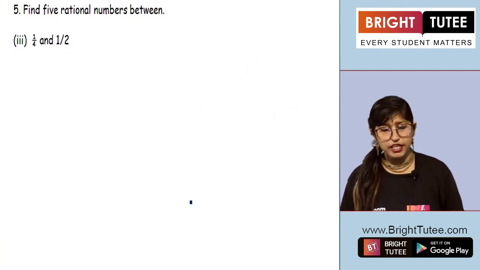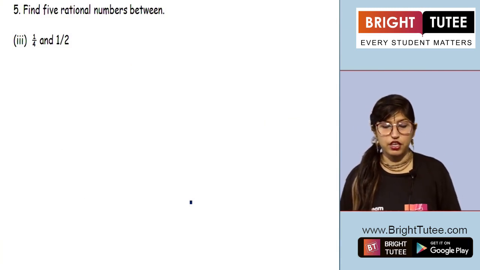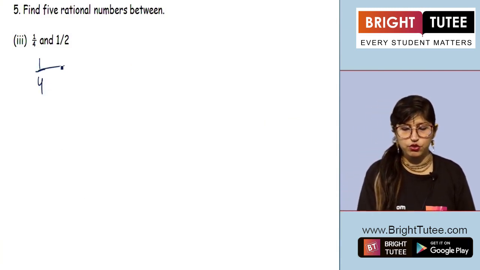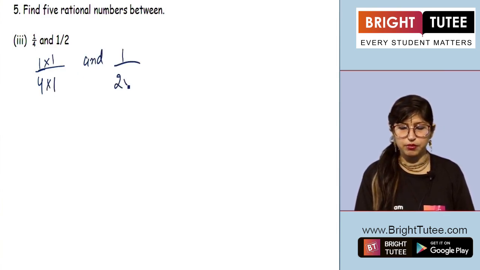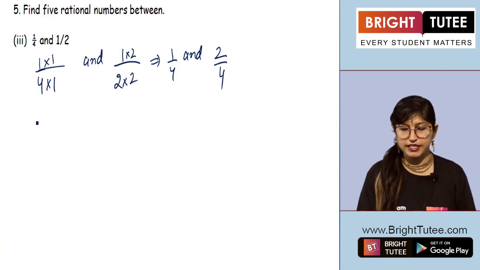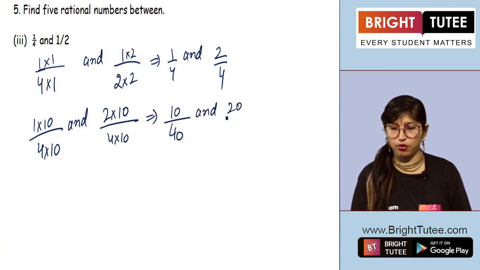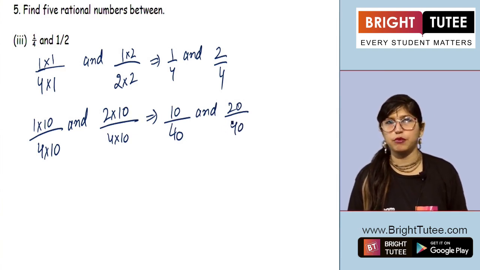So you can use any of it. Let's move on to the third part. Now we need to find 5 rational numbers between 1 by 4 and 1 by 2. By doing the same thing, we'll be multiplying it by 1 and we'll be multiplying these two by 2. So we'll be getting 1 by 4 and 2 by 4. So multiplying both of them by 10, we'll be getting 1 times 10 upon 4 times 10 and 2 times 10 upon 4 times 10, which will be 10 upon 40 and 20 upon 40.